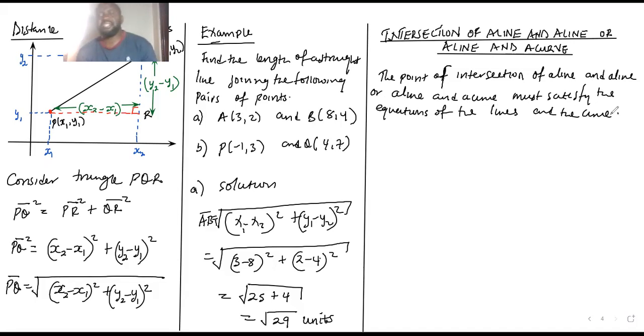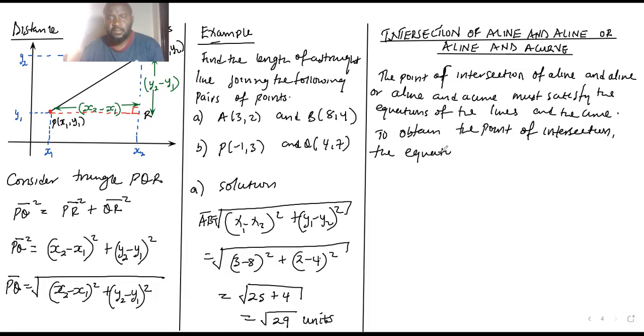So if we have a point of intersection of a line and a line, or a line and a curve, then that point of intersection must satisfy the equations of the lines or the equation of the curve that you have at the same time. So to obtain that point of intersection, the equations must be solved simultaneously.